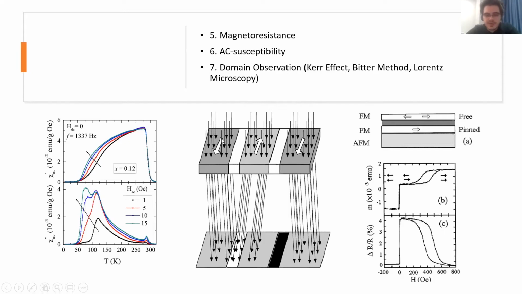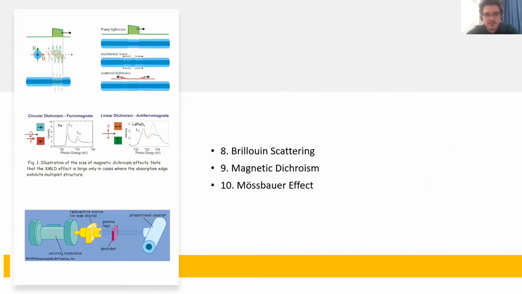Different magnetic portions in the material create diffractions, and thanks to that we can observe the material's domains, which have different magnetization inside them. Other techniques are Brillouin scattering, magnetic dichroism, and the Mössbauer effect.